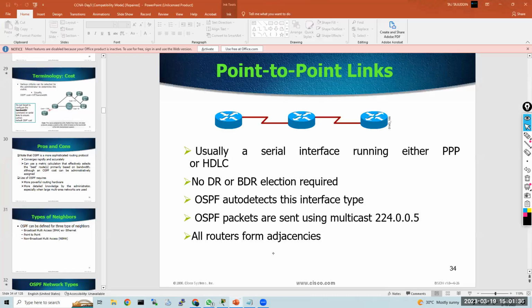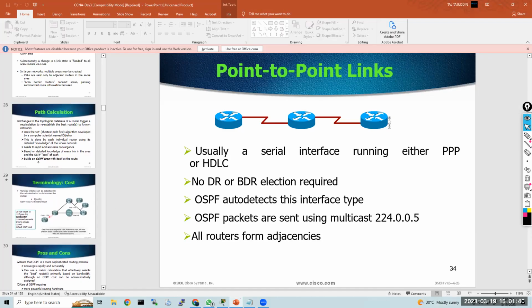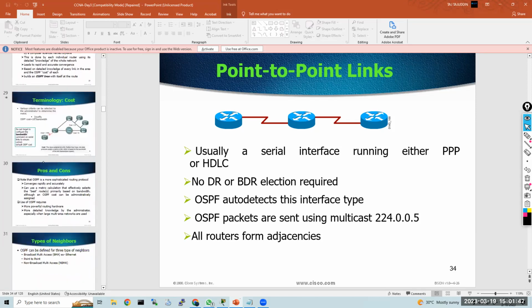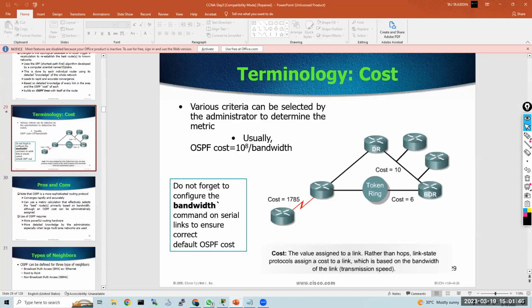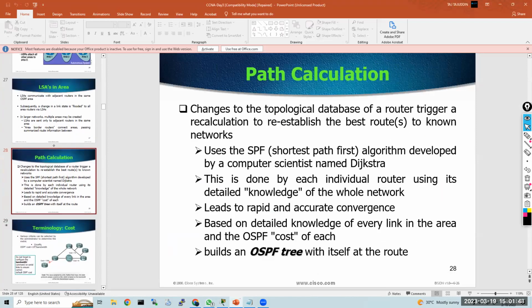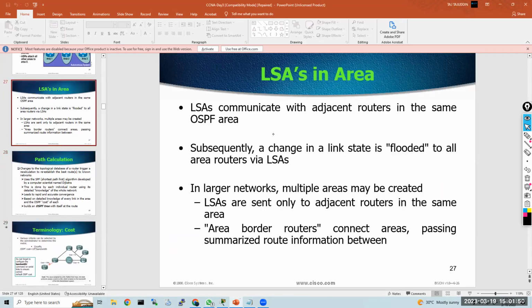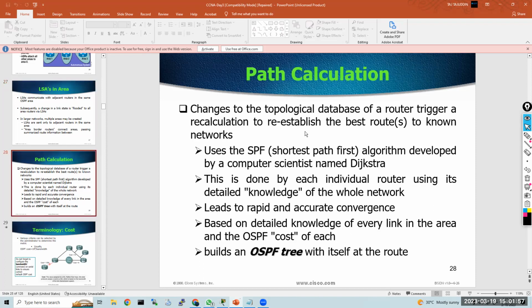Okay, so let me explain some of the points here before we jump to the lab. How do we configure it? And one more thing, let me explain the path calculation of the area. We shall also discuss the LSAs. Remember the path selection, guys, so let me explain the path selection.